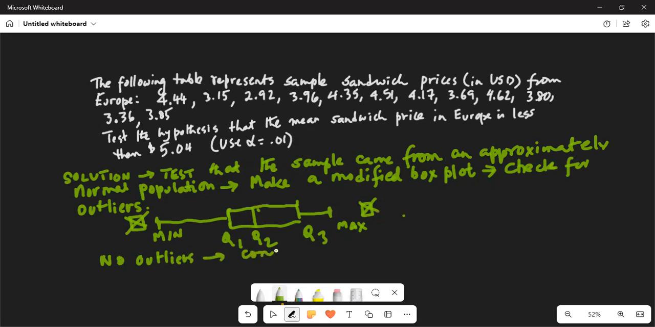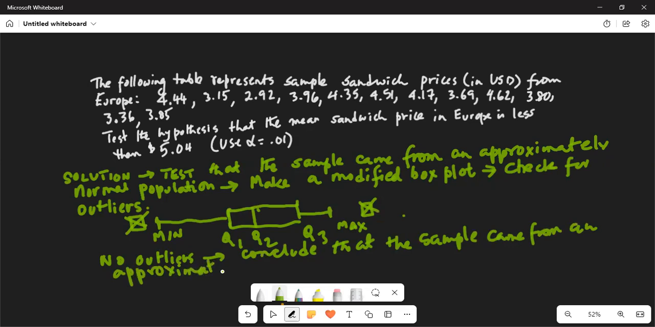Conclude that the sample came from an approximately normal population.